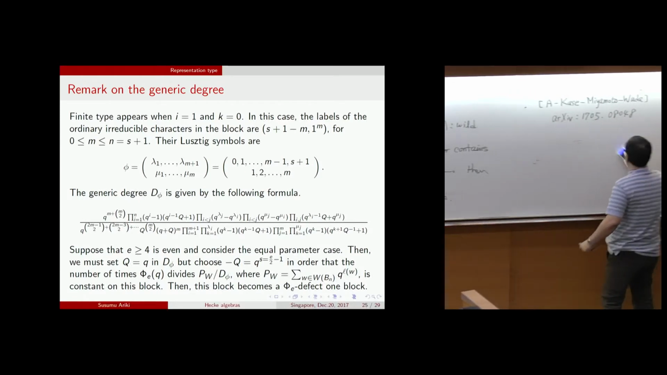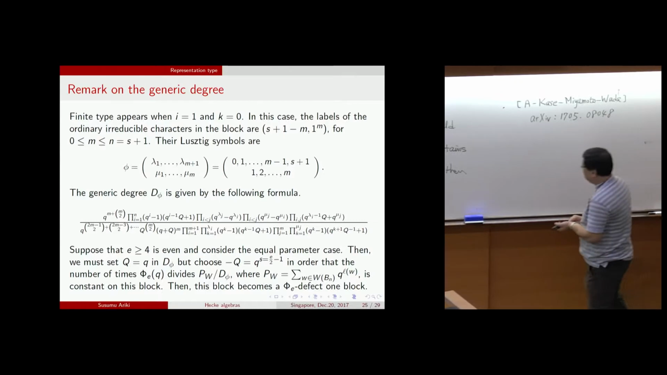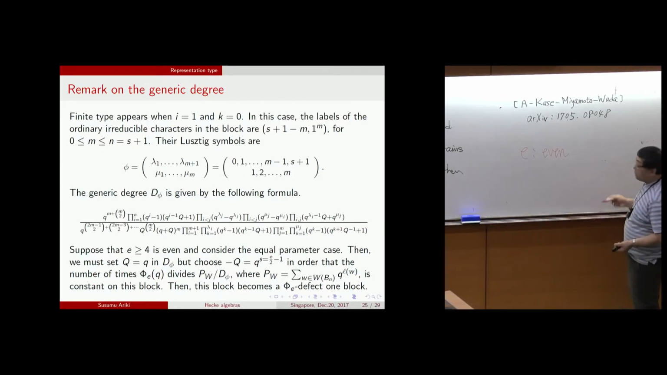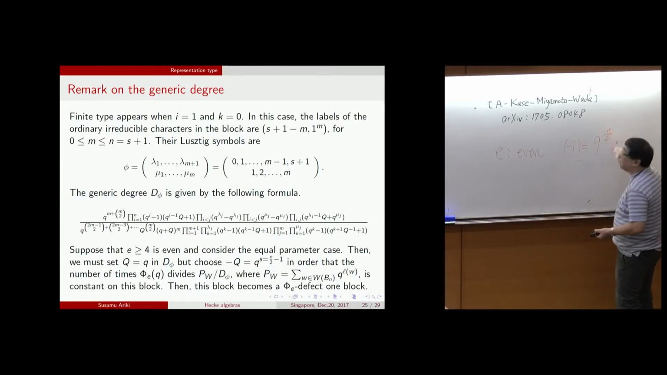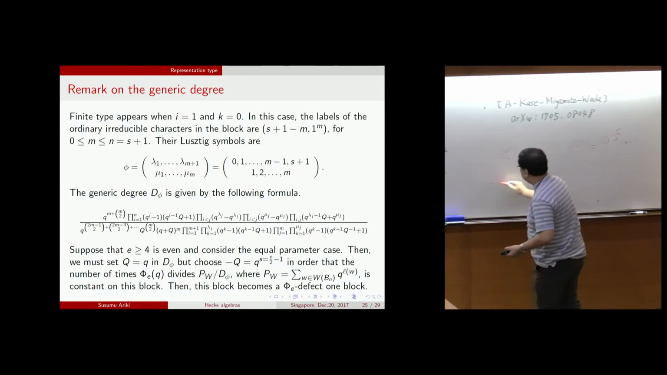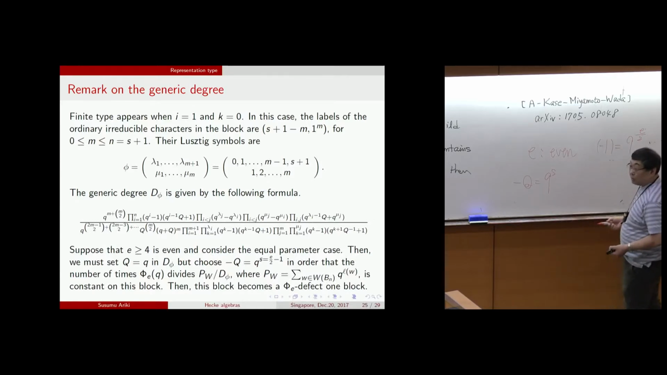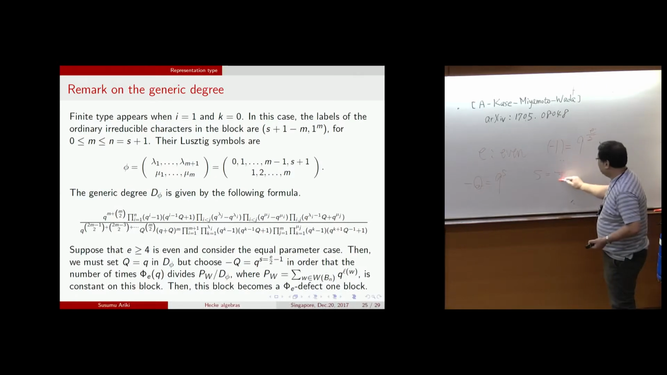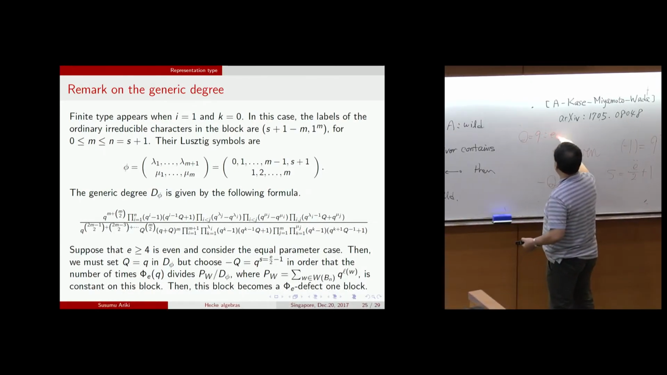Now let us compare it with our setting. So now assume that e is even. So then q to the half of e equals minus 1. And we would like to choose s to be like this. So what is s? So a natural guess would be this, right? I assume that it is the equal parameter case.